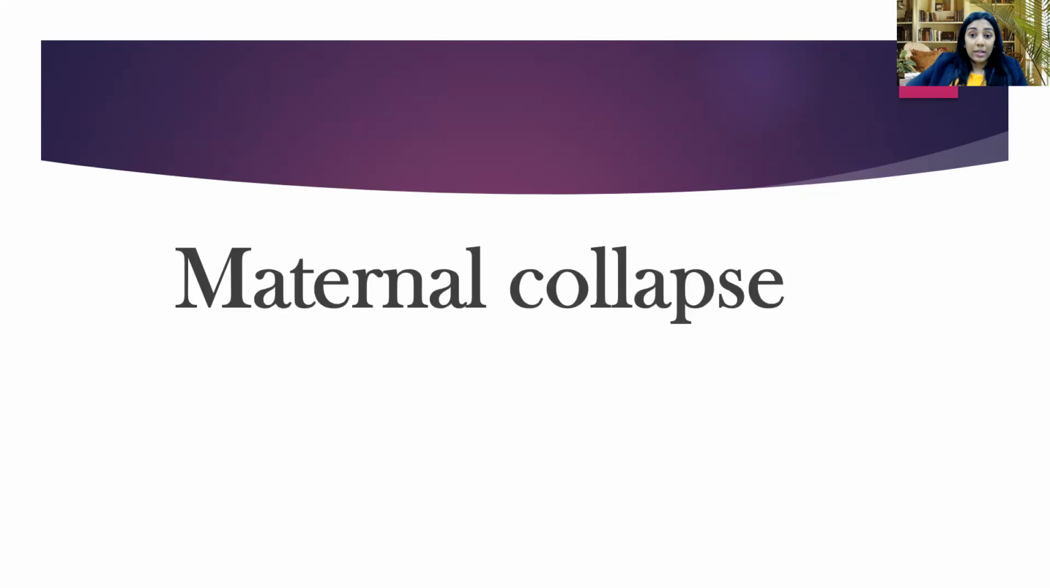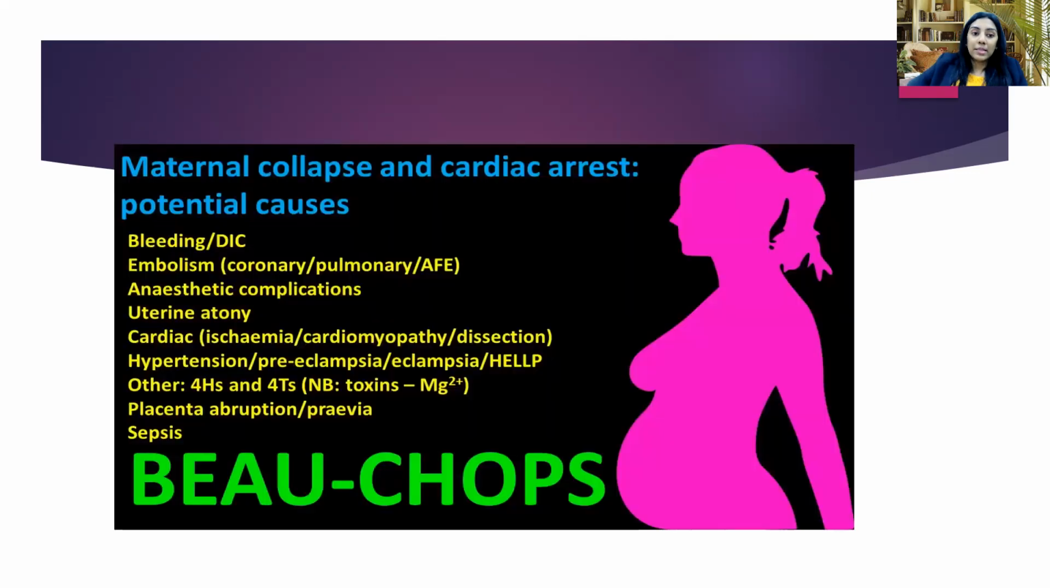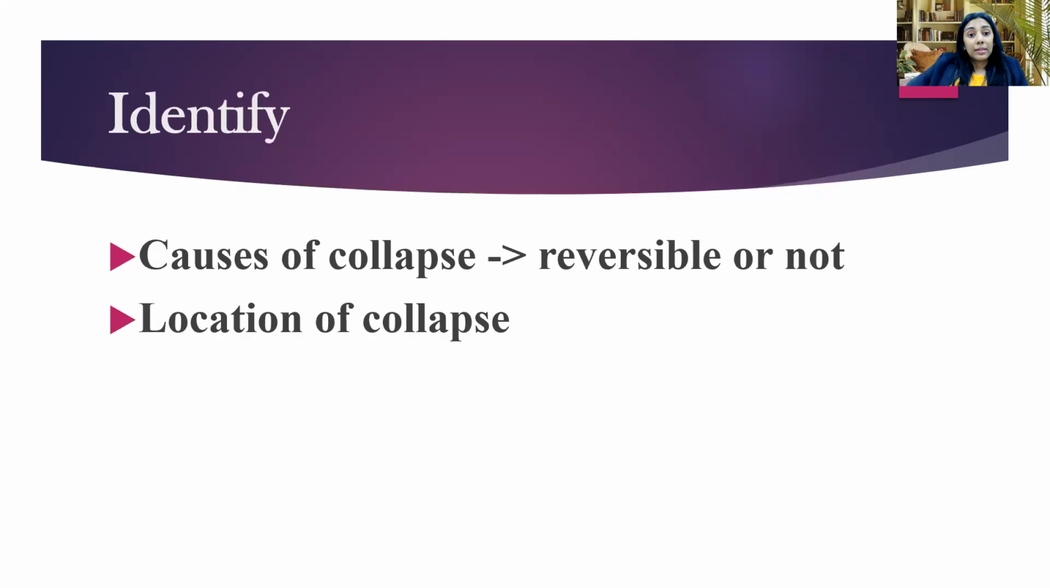Next, we go on to maternal collapse. There's actually a very nice mnemonic to point out causes of maternal collapse known as BUCHOPS. It can be further subdivided into obstetric causes and anesthetic causes, which I'm going to talk about later. So it starts off with identifying the causes of collapse, whether it's reversible or not, and location of collapse. Maternal collapse can occur anywhere. It can occur in the emergency department, it can occur in the ward, it can occur in OT during a surgery. So just be prepared for it.